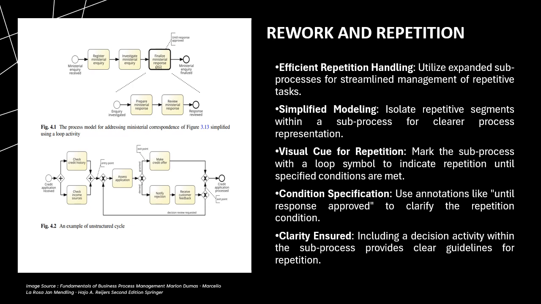Here, we simplify the model by isolating the repetitive part and replacing it with a sub-process. This sub-process encapsulates the activities within the repetition block to indicate that this sub-process can repeat until a condition is met. We mark it with a loop symbol and specify the condition, such as until response approved. Additionally, including a decision activity as the last step inside the sub-process ensures clarity in determining when to repeat it.